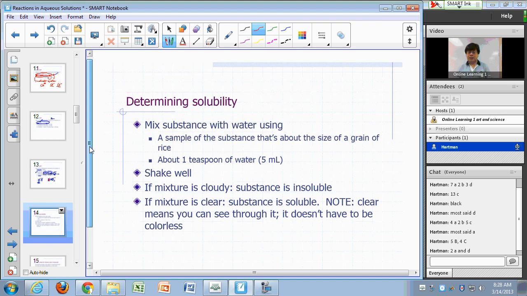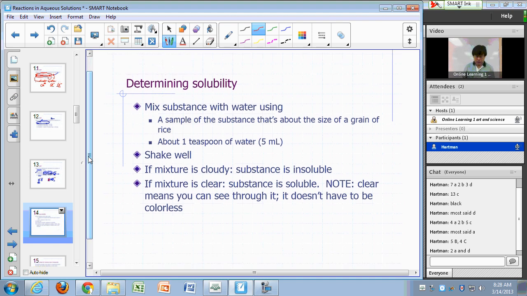All right, let's talk about solubility since we talked about soluble and insoluble solutes earlier. Now, how do you actually determine solubility in the lab? In one of the labs that you'll be doing, you'll be testing solubility, and a simple procedure is you take a sample of the substance you want to test, about the size of a grain of rice, and mix that with about 5 mils of water. So about a teaspoon of water, that's about 5 milliliters. So put that in a test tube.